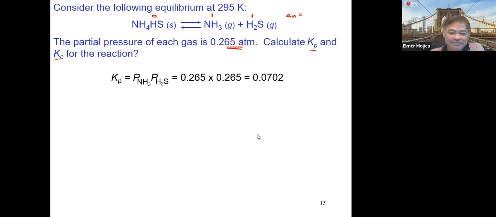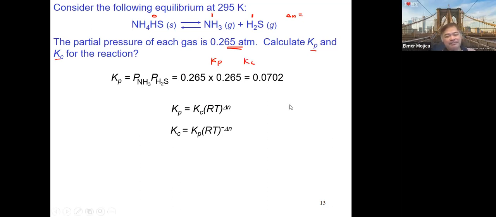Now, Kc. Let's apply the concept that we learned. What do you think is the relationship of Kp with regards to Kc? Which one is bigger, before we answer the question? Kp.